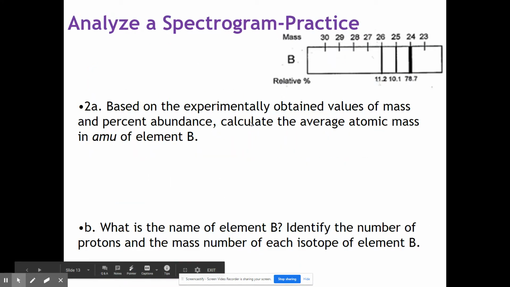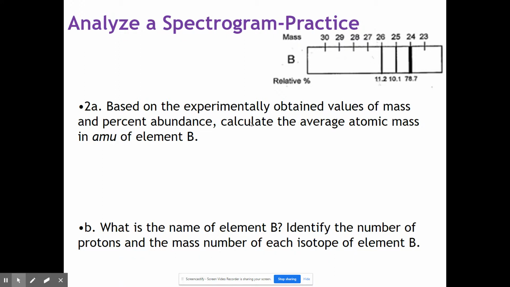So here's our same picture. The element name is B. Here we have the mass on top, and below here we have the percent abundance. Based on the experimentally obtained values of mass and percent abundance, calculate the average atomic mass in AMUs of element B.